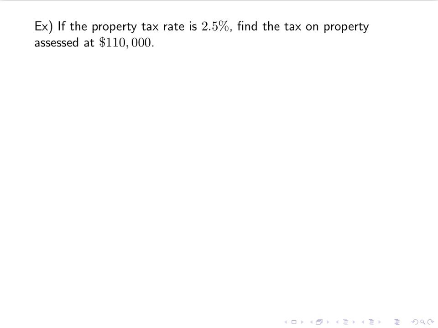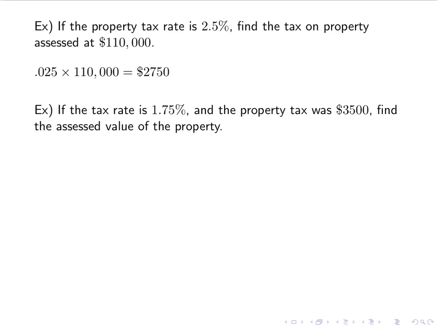So we have our percent equation, R times A equals T. So R is 2.5%. We need to put it back as a decimal. So we're going to move that decimal 2 places to the left. And that's going to give us 0.025 times the assessed value, $110,000. And we get $2,750. And these rates would be for a year's worth of property taxes. So it would be $2,750 for a year.